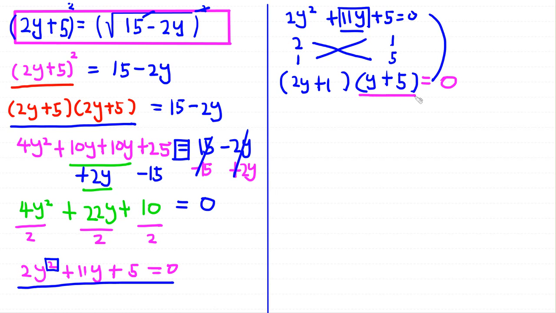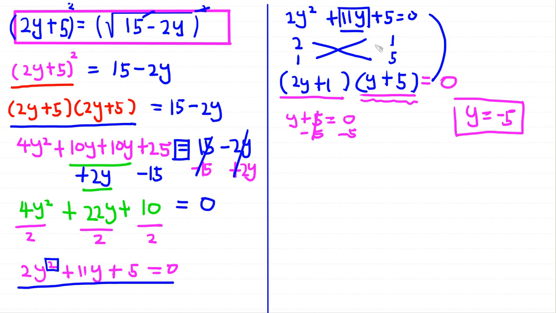That means this term should be equal to 0, or this term should be equal to 0. Let's do this second term first, which is y plus 5. So y plus 5 should be equal to 0. We can subtract 5 from both sides. That means y should be equal to negative 5. This is our first solution. And let's solve for 2y plus 1. So 2y plus 1 should be equal to 0. We can subtract 1 from both sides and divide by 2 on both sides, and y should be equal to negative 1 over 2.